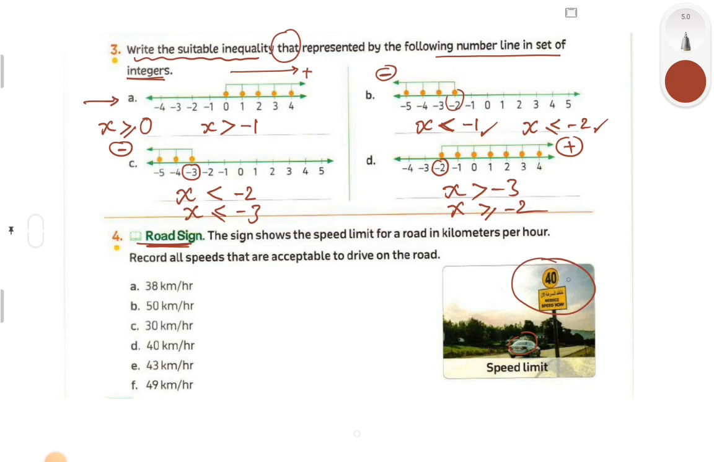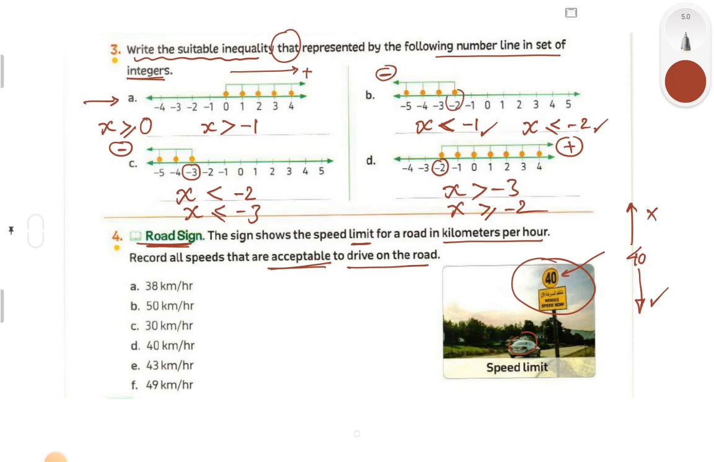This sign shows the speed limit for the road in kilometers per hour. Record all the speeds that are acceptable, that you can drive on the road. Now this is 40, so the maximum speed is 40. So you can drive at less than 40, it's okay, but more than 40 it's unacceptable.